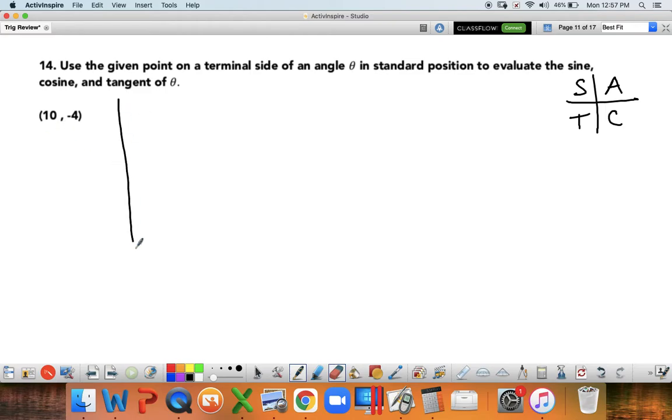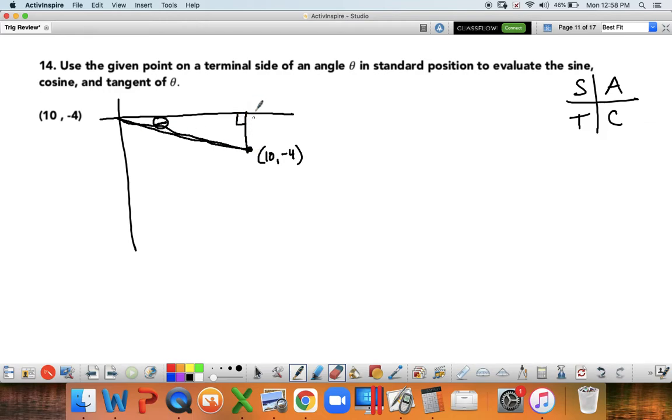So let's draw a coordinate plane. Now I'm going to be at (10, -4), so I really only care about quadrant 4. So that's this coordinate point right here. I then connect that point as best as I can to the origin, okay? The angle between the x-axis and that line segment that I just drew, that is my theta. That is my reference angle.